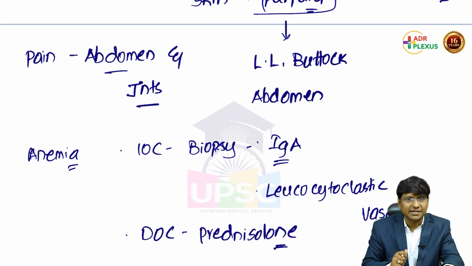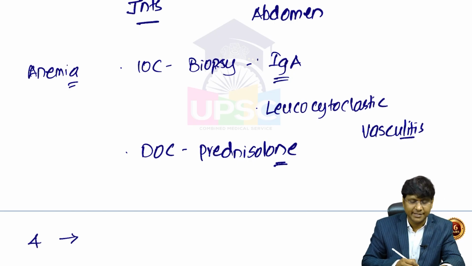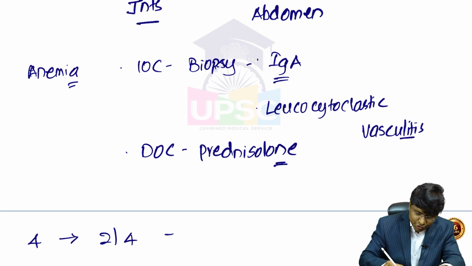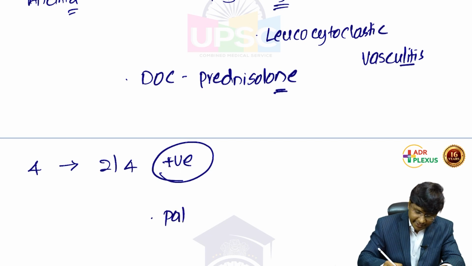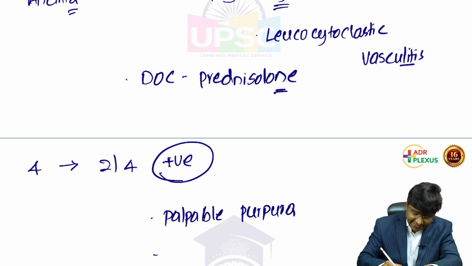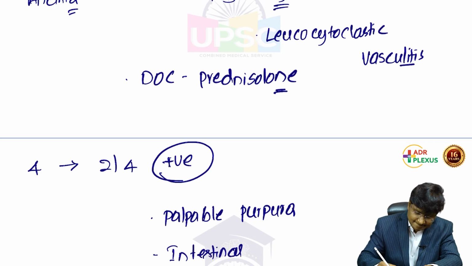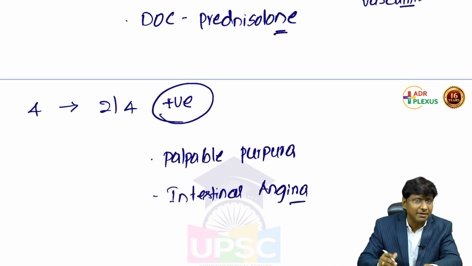Now, if you take the diagnostic criteria, there are totally 4 important diagnostic criteria. So 2 out of 4 should be positive, right? Number 1 is palpable purpura. Number 2, the angina, that is intestinal angina, or bowel angina.